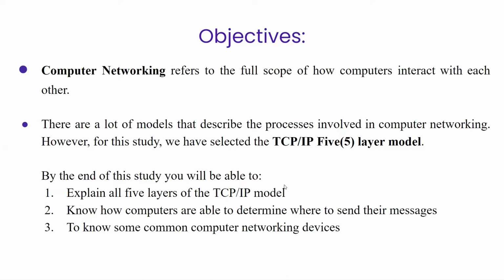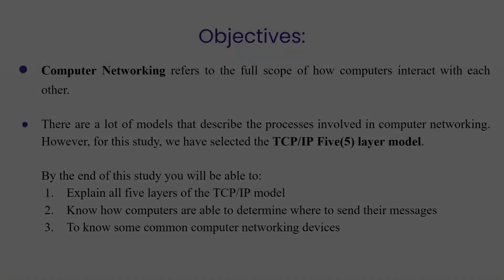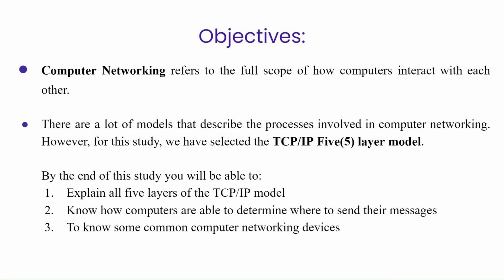There are a lot of models and theories that govern this operation by computers. In this lesson, we'll be tackling one main model, which we call the TCP/IP 5-layer model. By the end of this study, we expect that you'll be able to explain all 5 layers in the TCP/IP model, know how computers are able to determine where to send their messages, and also know some common computer networking devices. So how do computers know where to send their messages?